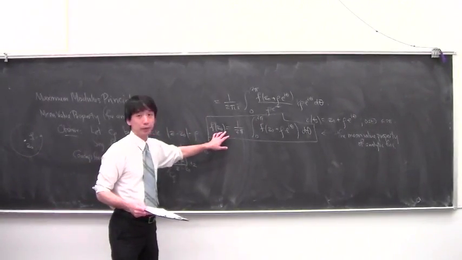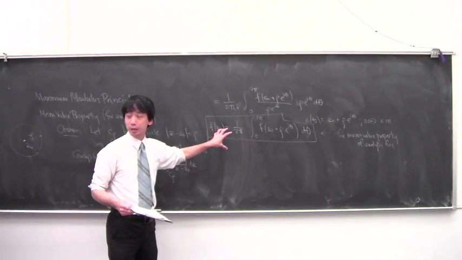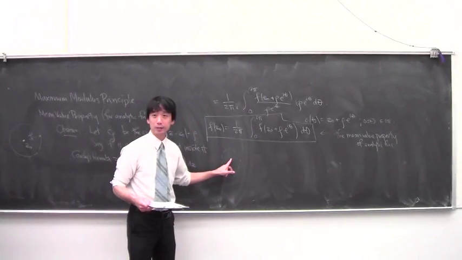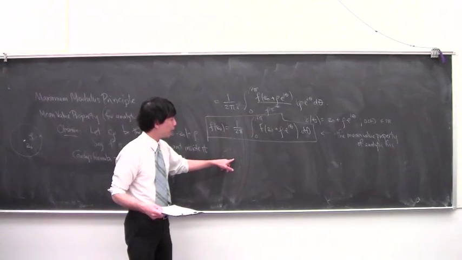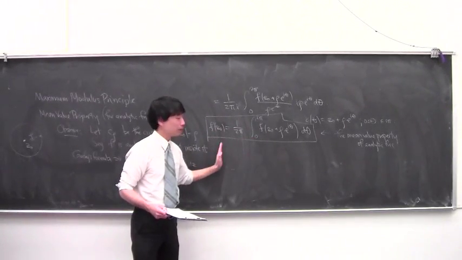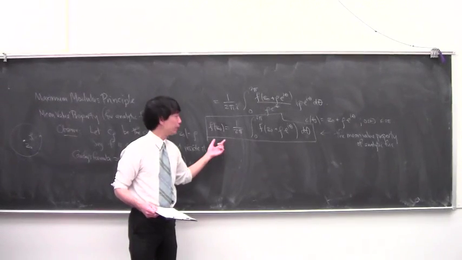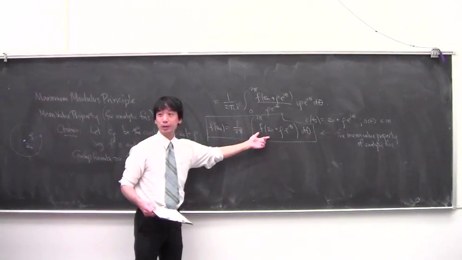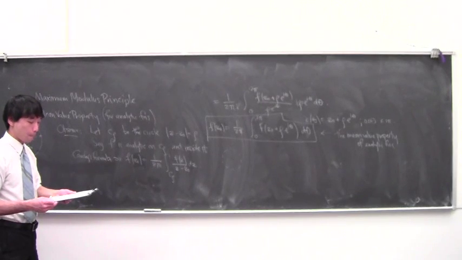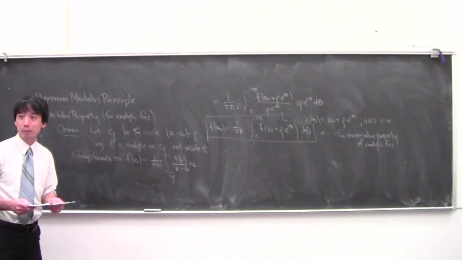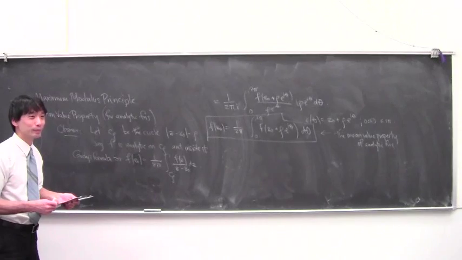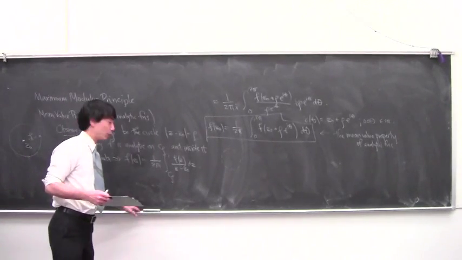So you see what it says, right? Whenever you have a function and you have a disk, and the function is analytic on and within that disk, then the value at the center equals this average of the values on the boundary. The mean value property of analytic functions. Any questions? Everyone all right? Okay.